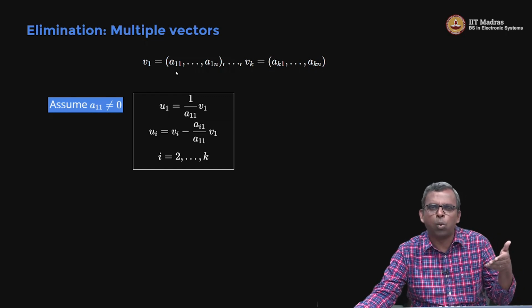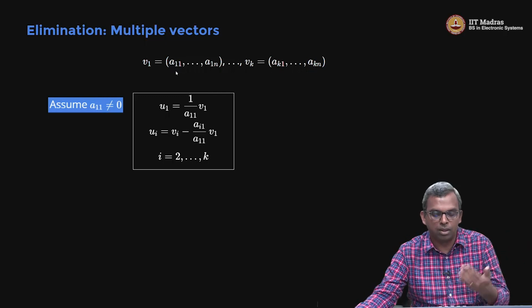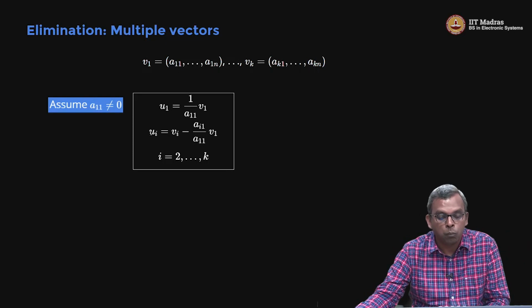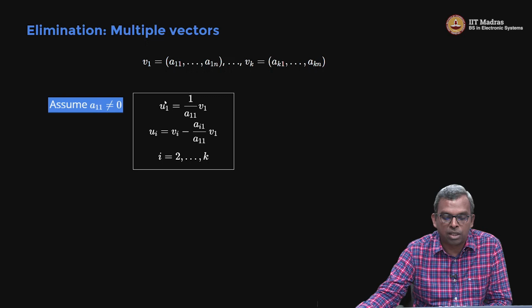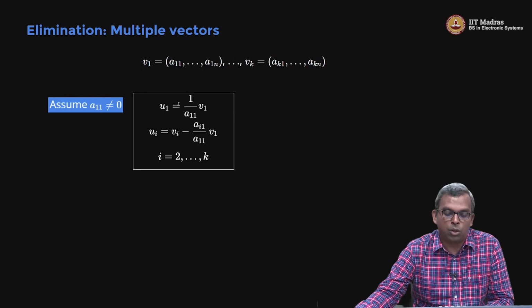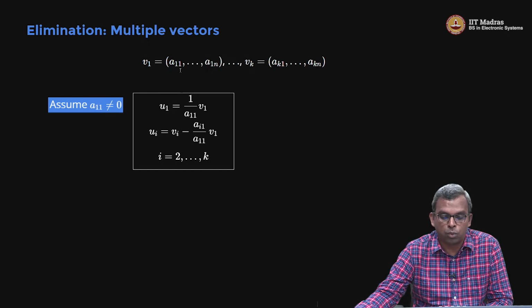I will come back and tell you what to do if the pivot ends up being 0. It's quite easy, the exchanges will work. So, we will say a11 is not 0 for now, and I will make u1 to be 1 by a11 times v1. So, I am making the first coordinate of v1 as 1.